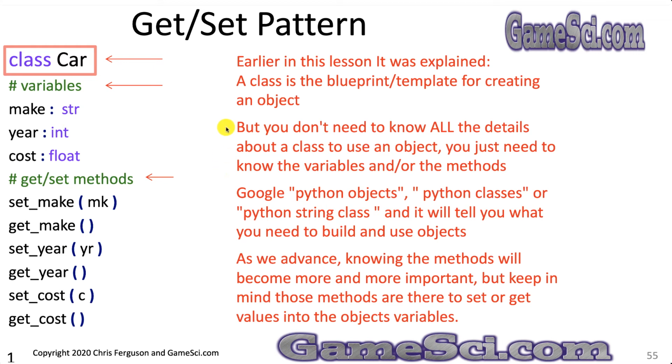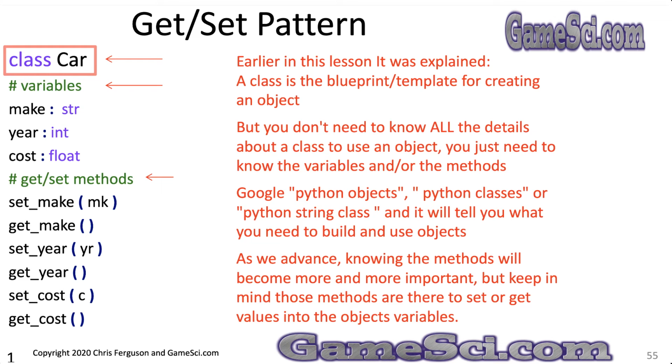You just need to know the variables and/or the methods of the object. A class will be composed of a set of variables and a set of methods. And if you've got a good idea what the methods are, you can use that object. You don't have to know the exact details. Google Python objects or Python classes or Python string class, and it'll tell you what you need to build and use an object out of the class. The point I'm trying to make here is you need to know that the class exists so you can build an object. You need to know some of the methods, but that's about the most of the detail you need to know. You don't have to see the source code to use an object.